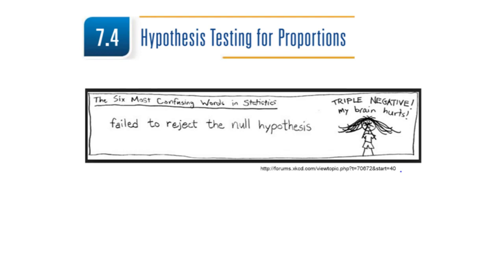Let's work on section 7.4. So again, a little math humor. The 6 most confusing words in statistics: failed to reject the null hypothesis.